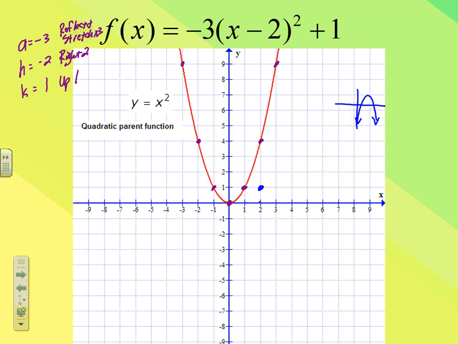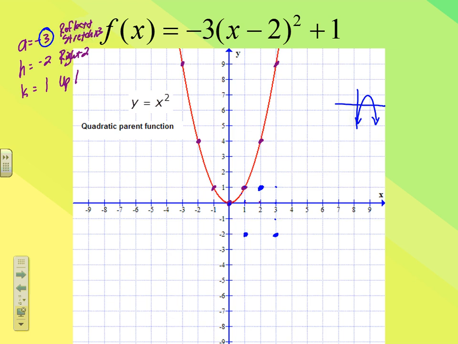So looking at the original parent function from the vertex, if I go to the right once, I go up once. Well now, from the new vertex, if I go to the right once, I'm not going to go down 1 time, I'm going to go down 3 times, because that's what the translation says to do. It has to be 3 times greater than what it was before. So I'm going to go to the right once and down 1, 2, 3 whole times. And I'll do the exact same thing on the other side.